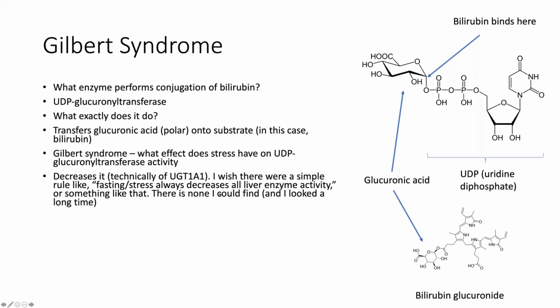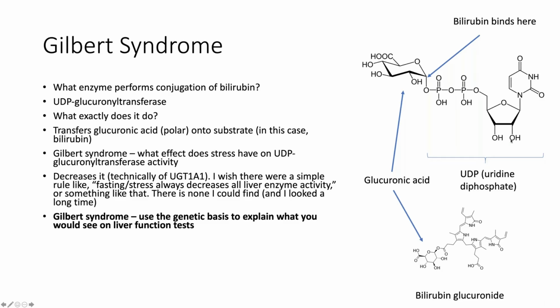So I spent a long time looking. I was trying to find some really great principle that was like, oh, fasting or stress always decreases liver enzyme activity, but it's not like that. It really is quite complicated. This is just one of those facts you have to either accept or memorize. But remember, Gilbert always happens, the classic one is some poor medical student that's stressed and doesn't eat because they're cramming for a test or something, and then their eyes turn yellow because they've got an unconjugated hyperbilirubinemia because their UDP glucuronosyltransferase activity goes down.